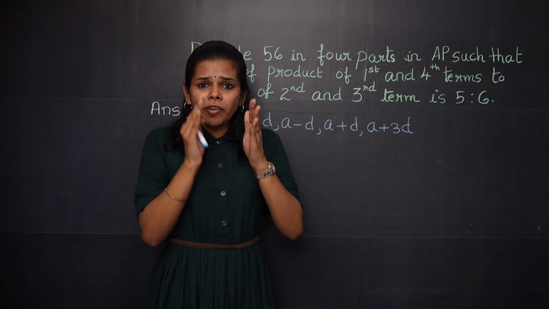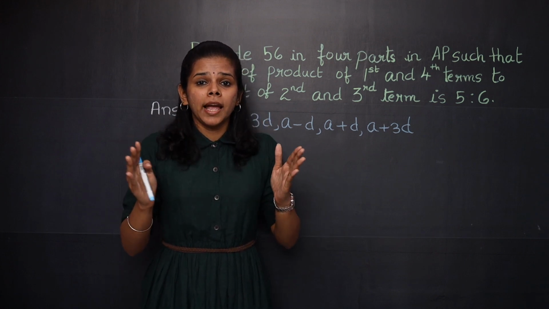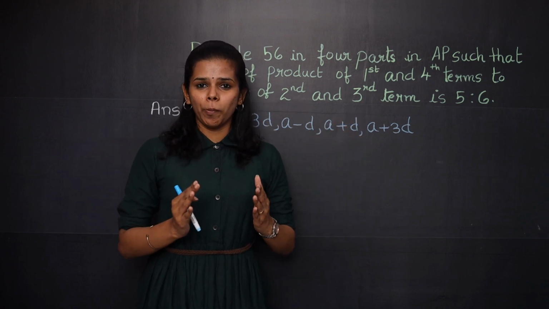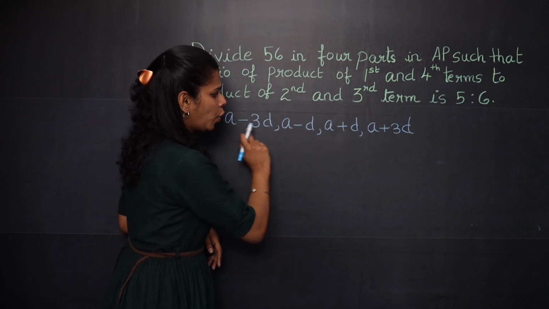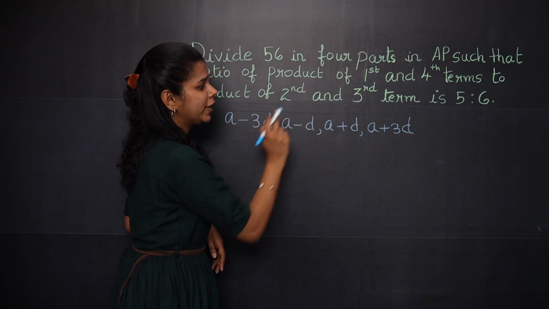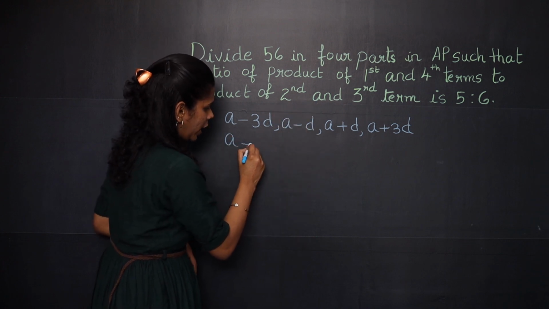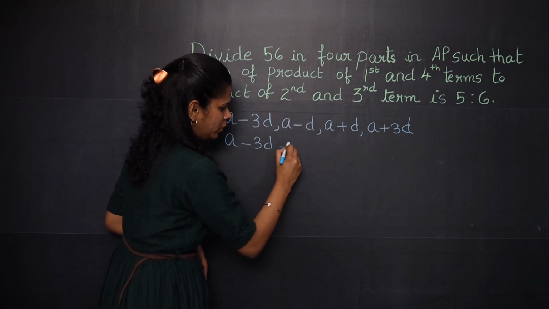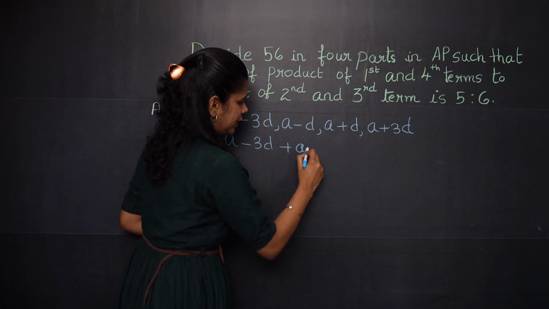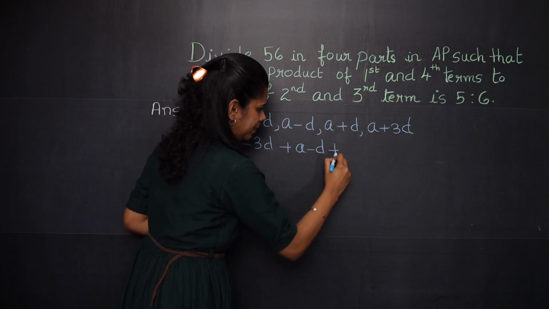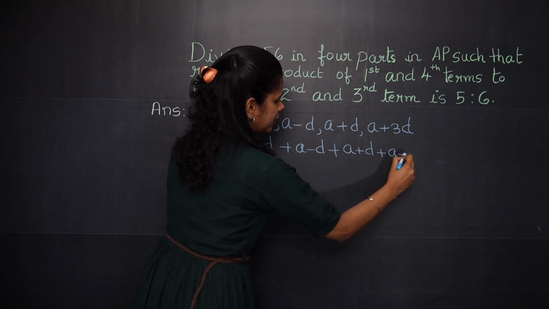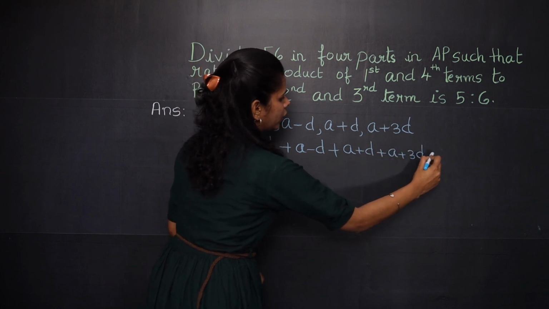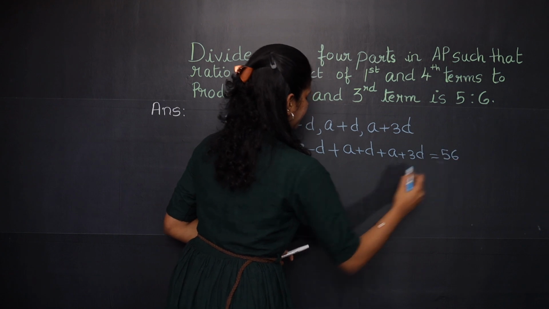So, when you divide 56 into 4 parts and when you combine all the 4 parts, you should get 56. Which means when you add all the 4 parts, you will get 56. So, I am going to add all the 4 terms. (a - 3d) + (a - d) + (a + d) + (a + 3d) is equal to 56.